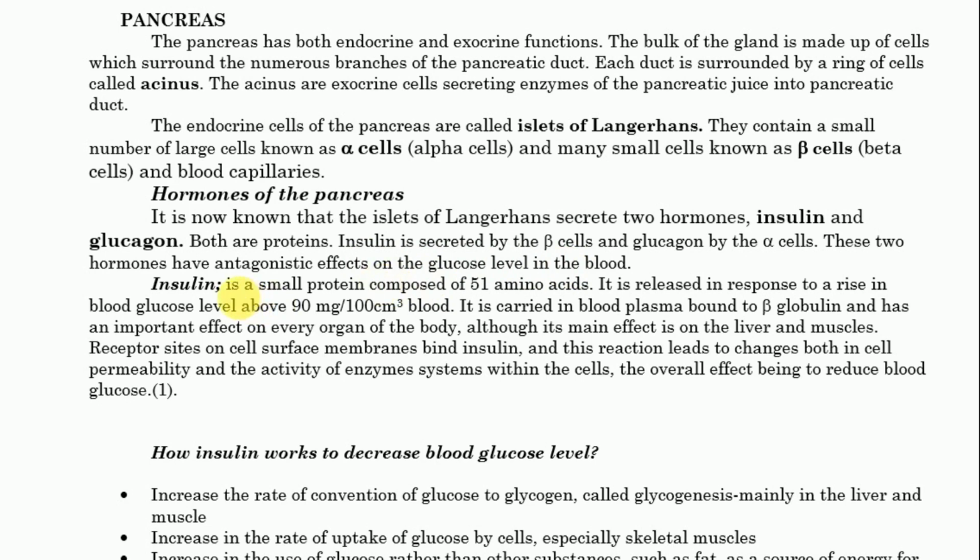Now starting with insulin, it is a small protein composed of 51 amino acids. It is released in response to a rise in the blood glucose level above 90 mg per 100 cm³ of blood. It is carried in the blood plasma, bound to beta globulin, and has an important effect on every organ of the body, although its main effect is on the liver and the muscles.